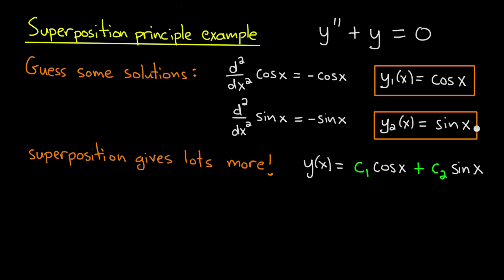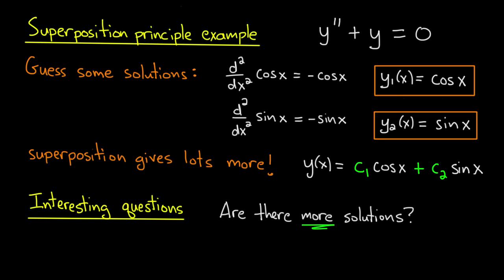Now it's natural to ask, have we missed anything? So in other words, are there more solutions that we maybe haven't found just from this guess and the application of the superposition principle? So for instance, maybe I could find some function y3 of x, which is not a linear combination of cosine and sine, which is also a solution to this differential equation. See if you can find an example of such a function y3 of x.